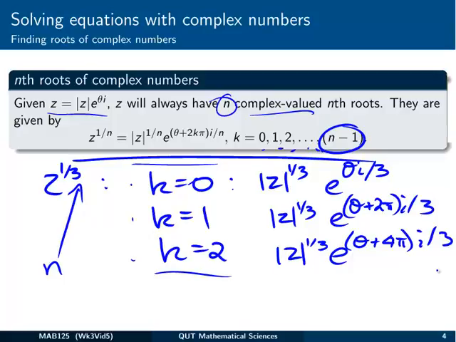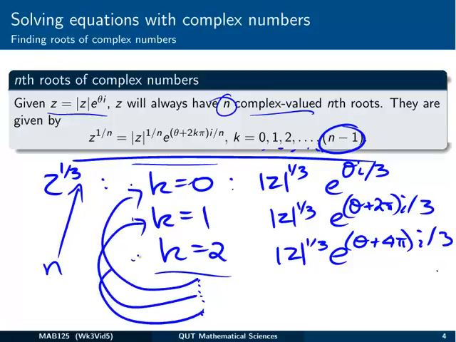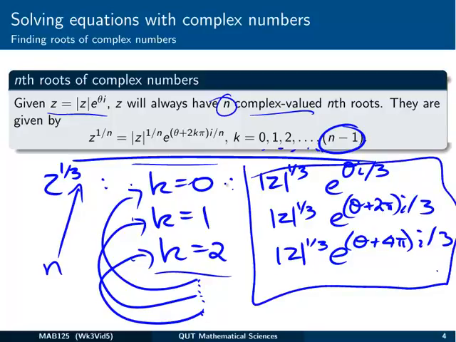Now you might think, well, why don't I keep going? What about all those other values? Well, it turns out, as you might expect, it actually just loops back around and starts giving you the same values all over again. And the same if we go backwards to -1, -2, and so on. We'd just be generating these same 3 cube roots for whatever the number z is. So basically, finding the nth roots is just a matter of applying this rule.